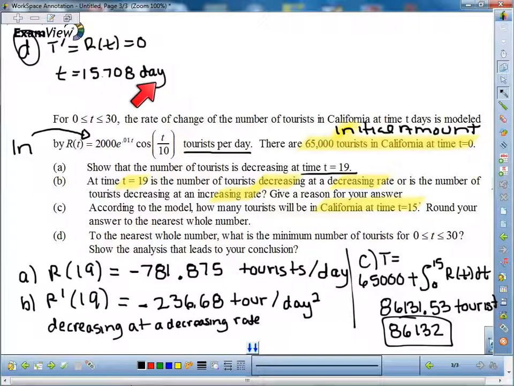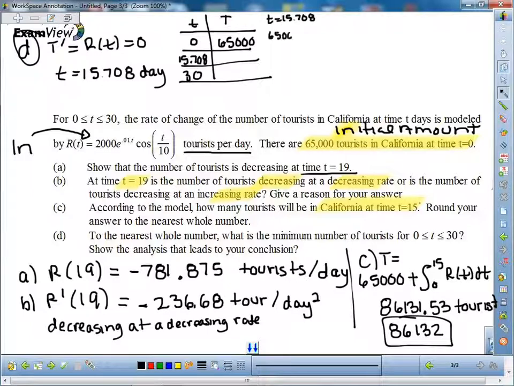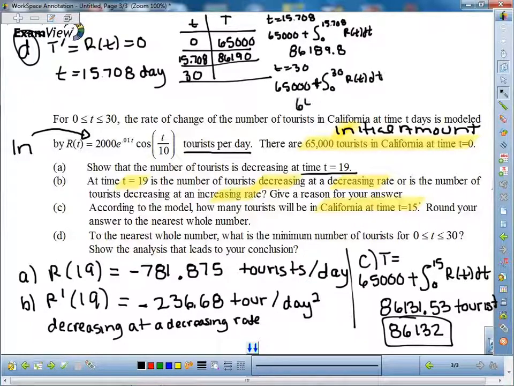15.708 days. Now to find the minimum number, I need to check my endpoints. Remember, to check for an absolute minimum, we always have to check our endpoints. So we're going to make a table. I know how many tourists there are at t equals 0. At t equals 15.708, I substitute that into my total equation and end up with 86,000 tourists. To find it at t equals 30, I do the same thing. I substitute it into my total equation, and I end up with 64,000. So this is my minimum number of tourists.